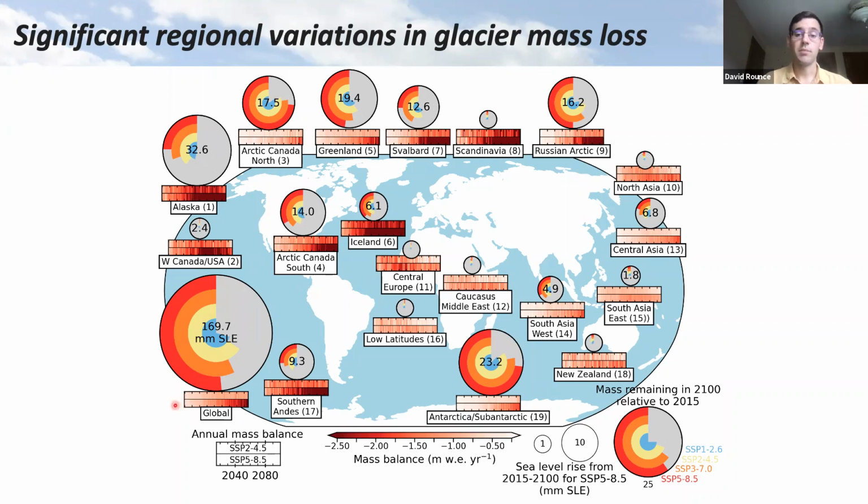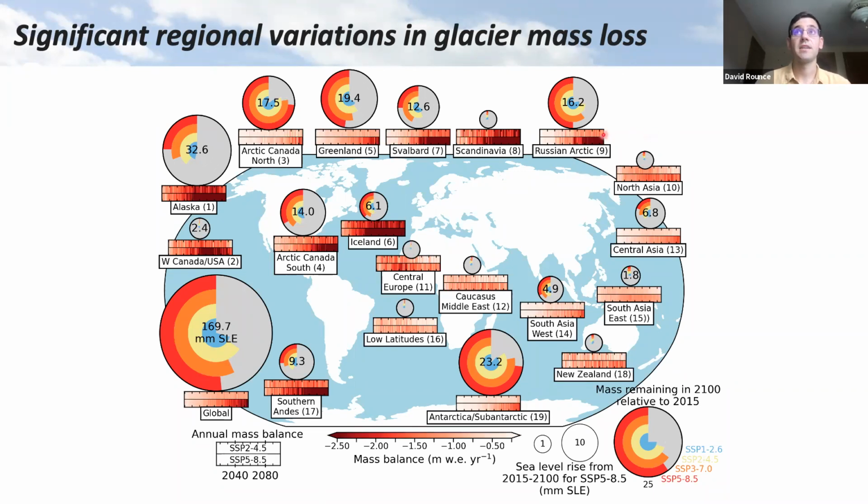Now, the last element on this figure are these heat plot maps. What these heat plot maps are showing in red below each of the pie charts is the annual regional specific mass balance in units of meters of water equivalent per year for both SSP 245, shown on the top of the heat plot, and SSP 585, shown on the bottom. In some regions, you can see that SSP 585 causes very high specific mass loss rates, exceeding losses on the order of about 3.5 meters of water equivalent per year. This includes regions like Alaska, Iceland, the Russian Arctic, really heavy rates of glacier mass loss by the end of the century.